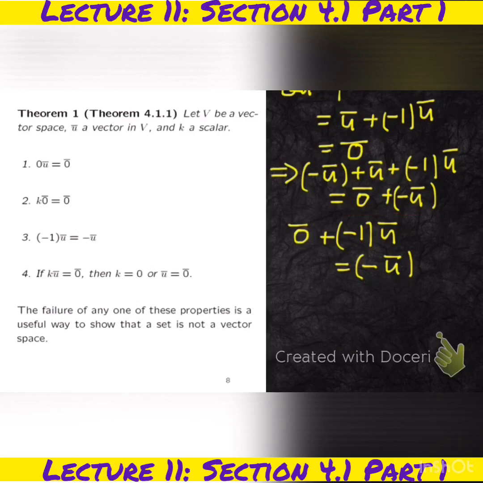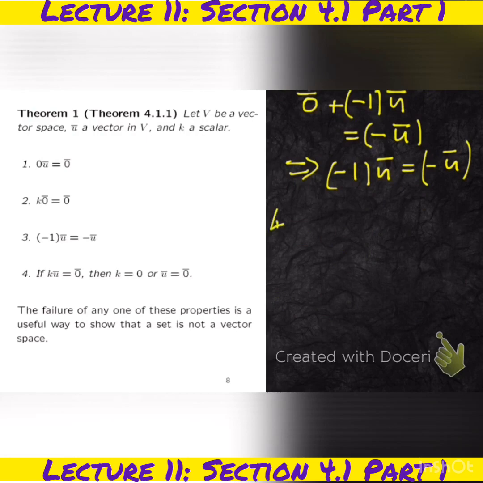So you're just applying your laws. You're strictly applying your laws. Therefore that implies that -1u is going to be -u. So the negative of a vector you can basically see as a scalar multiple of the vector, and the scalar you're using is -1 in this case.